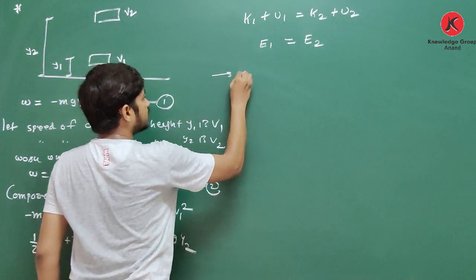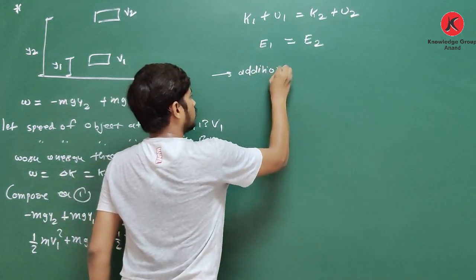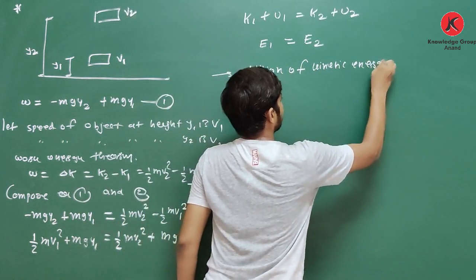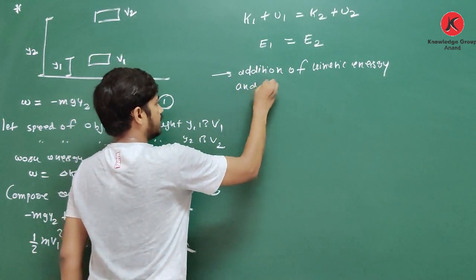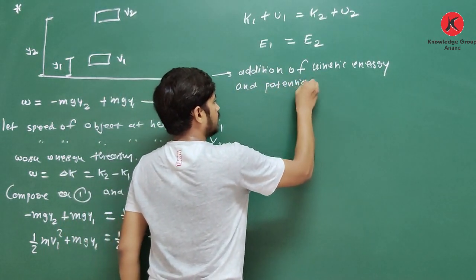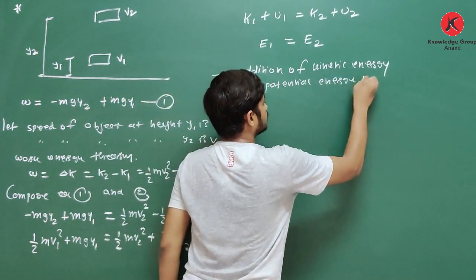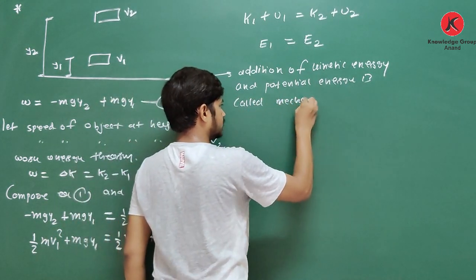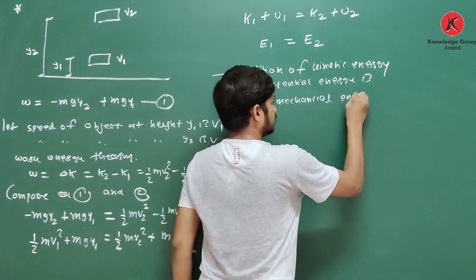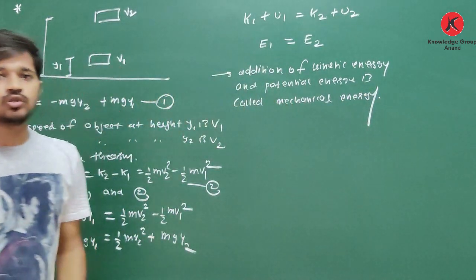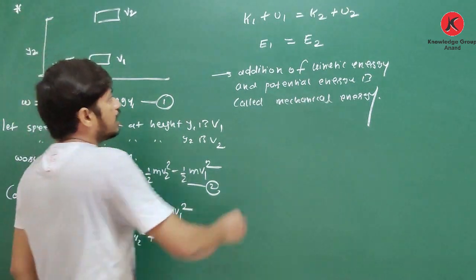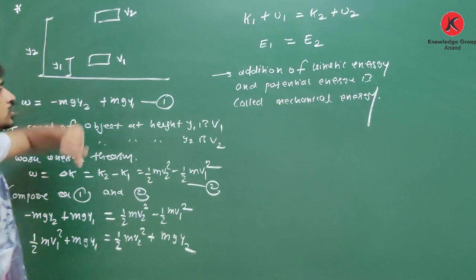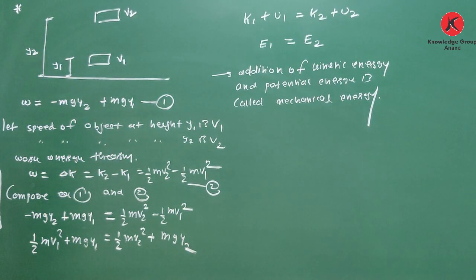The summation of kinetic energy and potential energy is called mechanical energy, or total energy. Clear about this? And E1 is equal to E2. It means at this point the total mechanical energy and at that point the total mechanical energy are the same. It means it is constant.